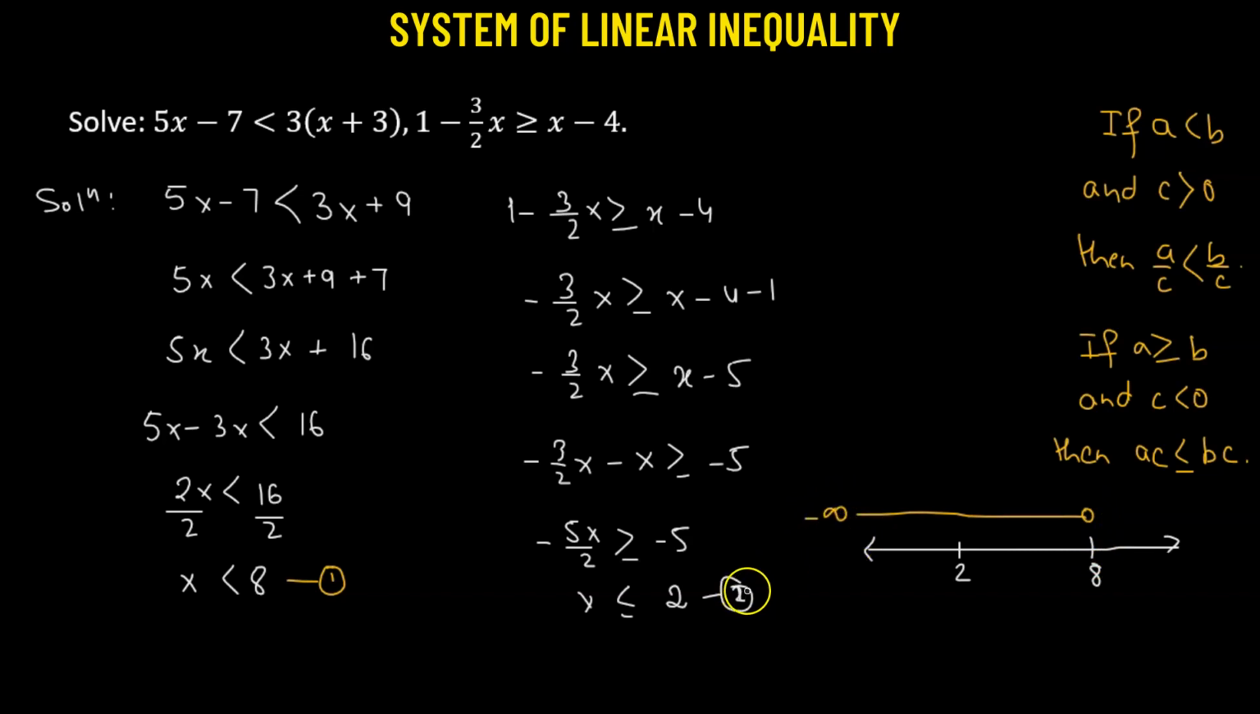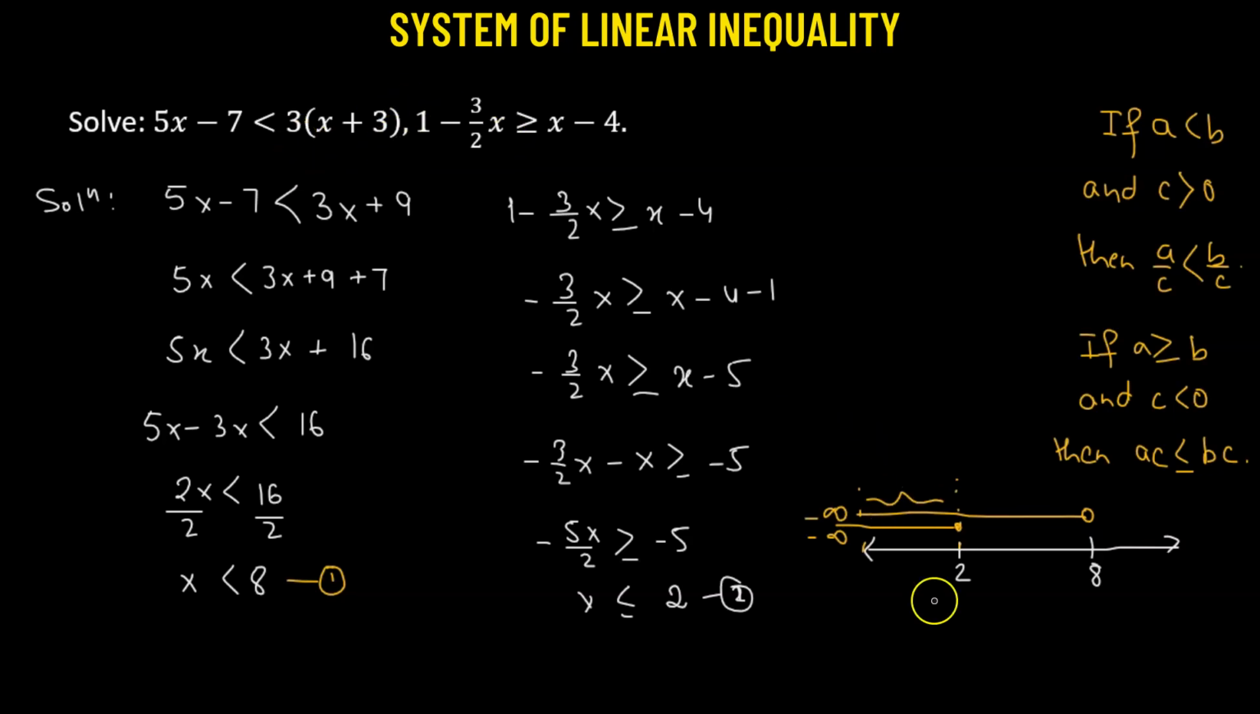Then from 2 we have x less than or equal to 2. That means we'll have to consider all the values including 2 and lying to the left of x equals 2, and it goes all the way to negative infinity. Now from the graph we can see that this is the region which is common to both solutions. This is going to be a common solution that satisfies our given linear inequalities.